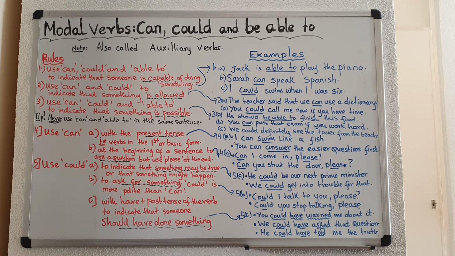Now, when you use please at the end of the sentence, then you are even more polite. Could I talk to you, please? But if you said, could I talk to you? That is also polite. But if you said, can I talk to you? It's not polite at all. It's very rude. But if you said, can I talk to you, please? That is also polite. Okay? But when you really want to be polite, always ask people to do things for you. Ask for things. Begin the sentence with could and end it with please.